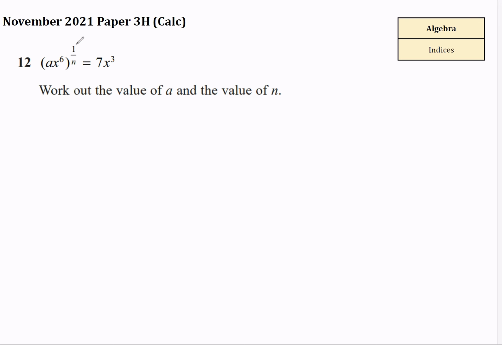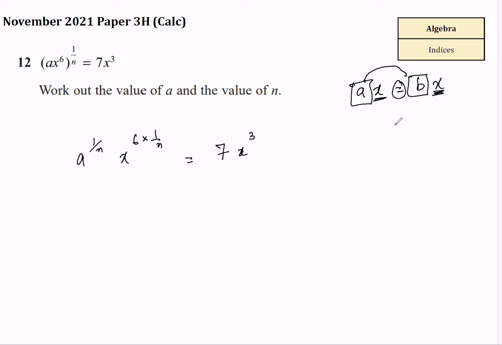Now a x^6 power 1 over n, so a power 1 over n, x^6 times 1 over n, equals 7x cubed. We have learned earlier that if we have ax equals bx, if there is an equal sign, the variables are the same, the coefficients are equal. So a equals b, and the variables are also equal. Since it's already equal, x equals x, but if sometimes it is not written like that, then you consider them to be equal. That way you will be able to easily do it.